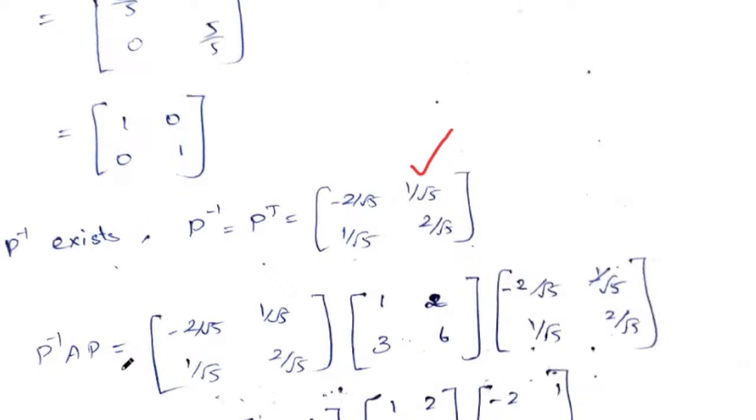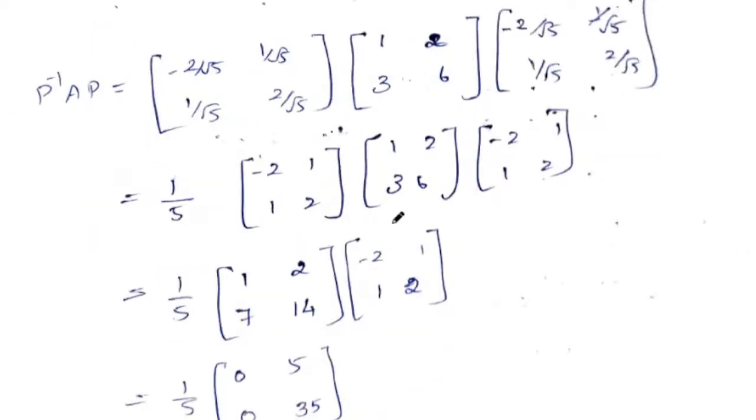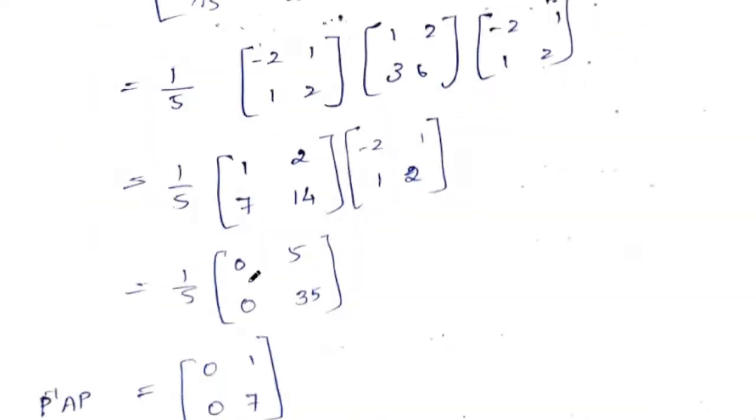And P inverse AP is multiplying these all three vectors. I'm taking root 5 and root 5 outside. So multiplying all these matrices, I'll get 0, 0, 0, 5, 0, 35, which is nothing but 0, 0, 1, 7. P inverse AP is nothing but 0, 1, 0, 7.